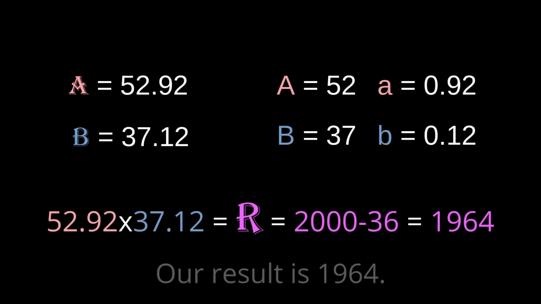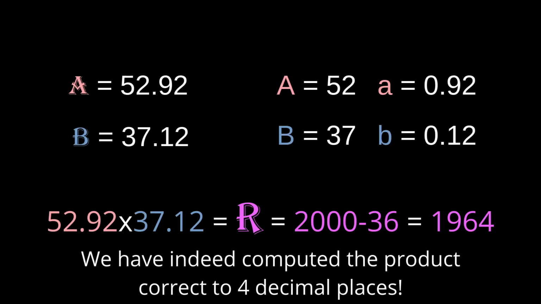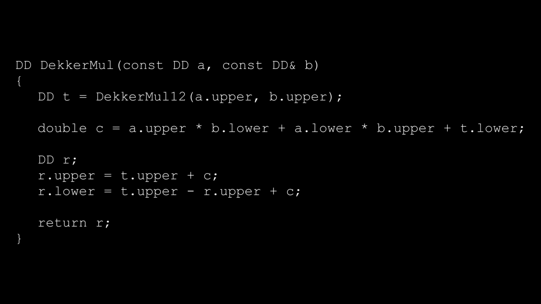The actual answer there, if you work that out, if you bash that into the old abacus, you'll find that the answer is 1964.3904. So that is as close as we can get with our little four-digit double-double system. Pretty much just multiply the top two halves and then the two inner products and you perform a little bit of shuffling around and you're done. Okay, that was pretty cool.